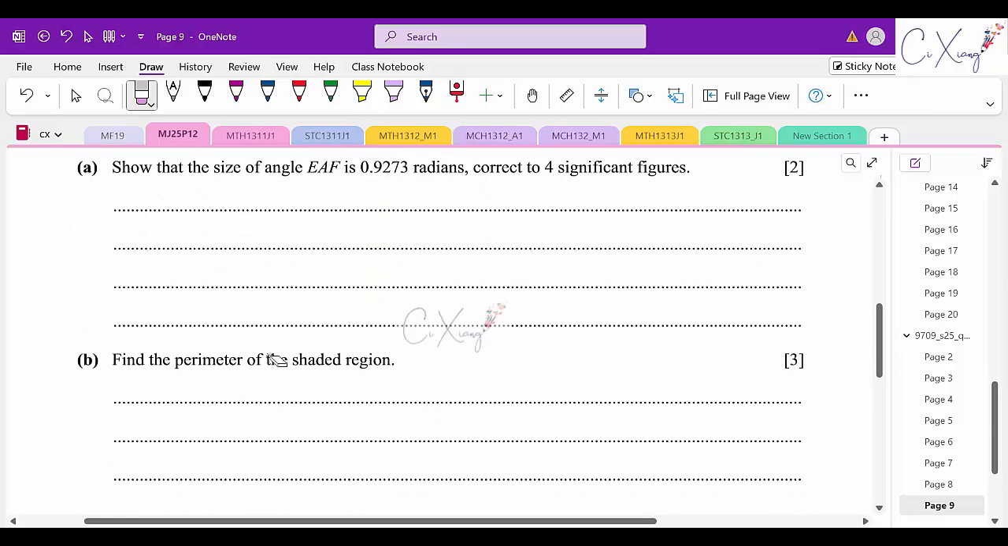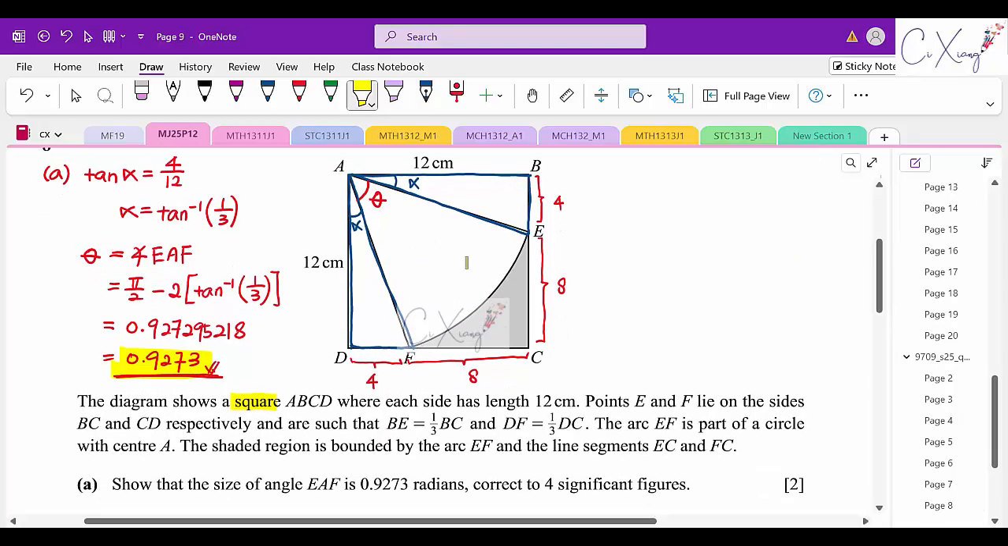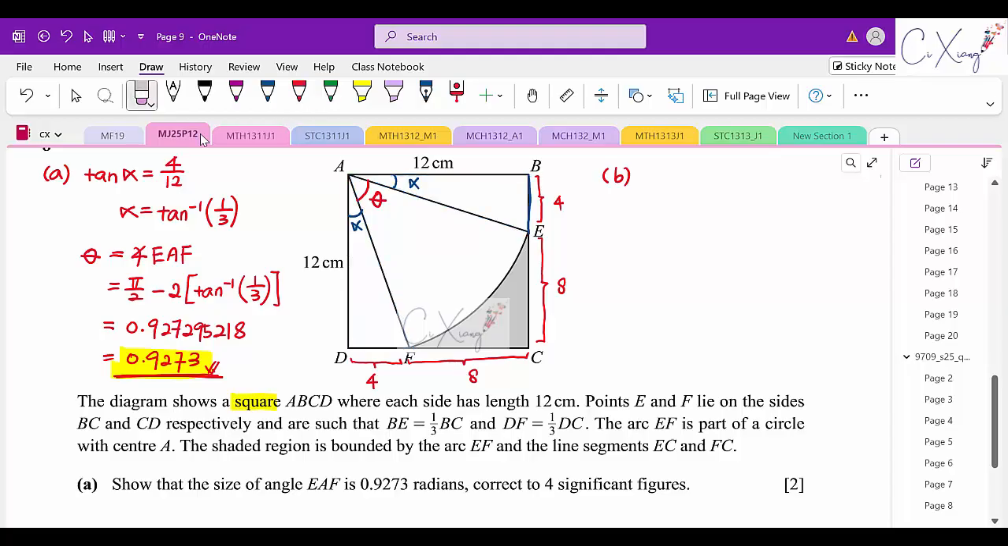What do we want to find for part B? They want us to find the perimeter of the shaded region. To refer to the diagram more easily, I just write my answer here for part B. They're asking for perimeter, so what do we need to consider? You need to consider the length of arc EF, then the length of FC and the length of EC.